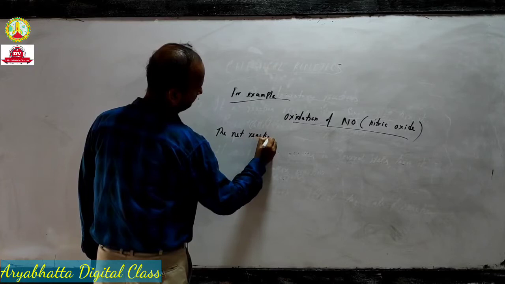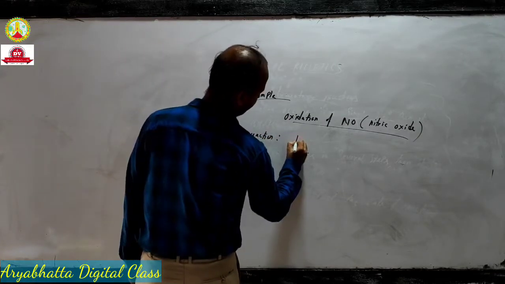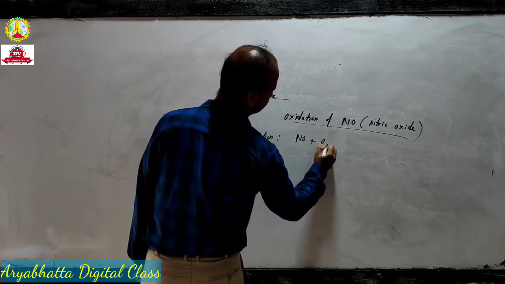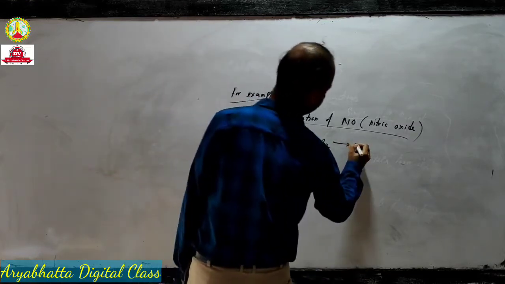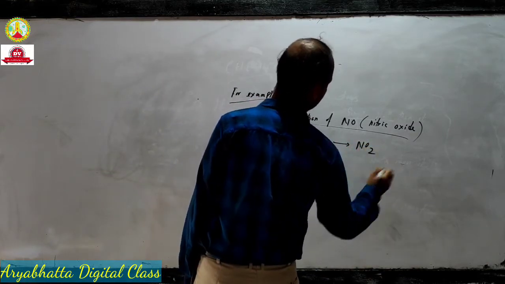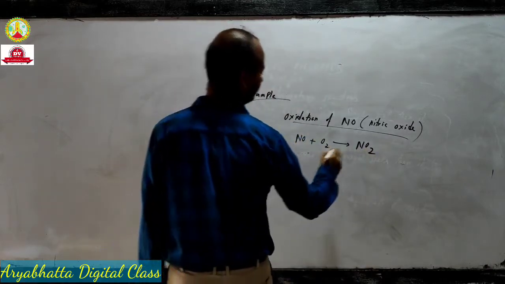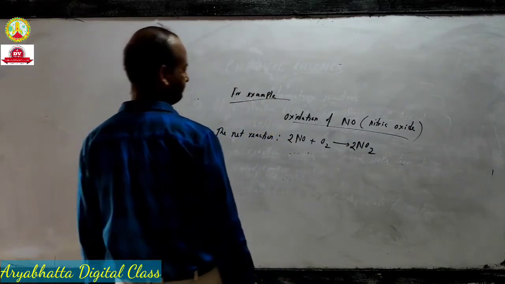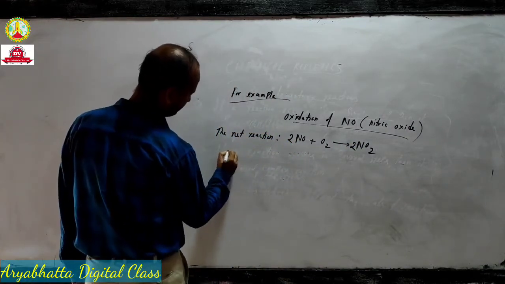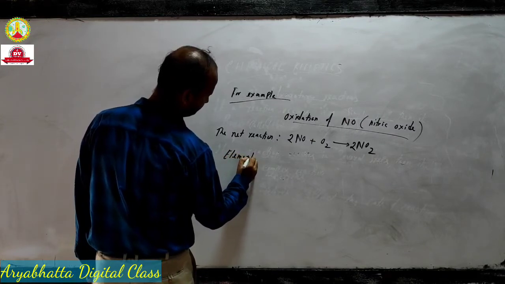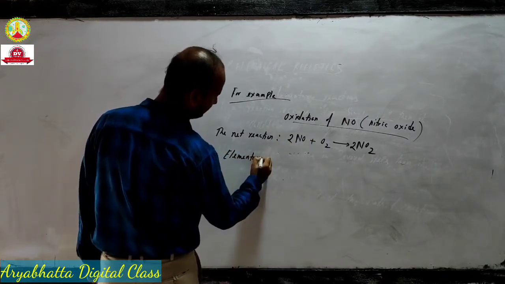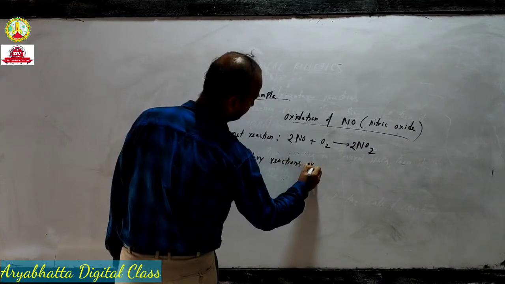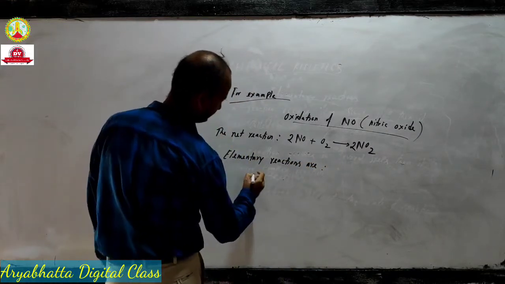The net reaction: NO reacts with oxygen to give NO2, nitrogen dioxide. After balancing you will get this one. This is the net reaction. The elementary reactions are this one. Let's see what these elementary reactions are.